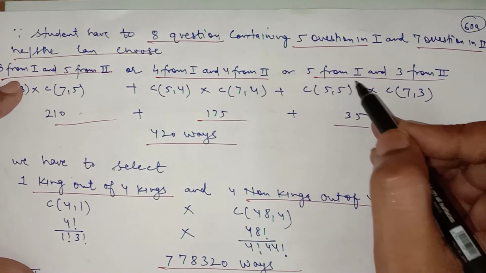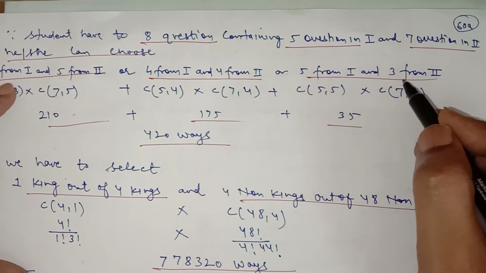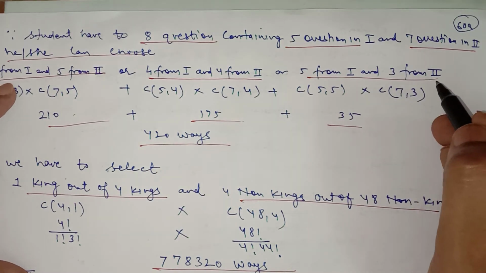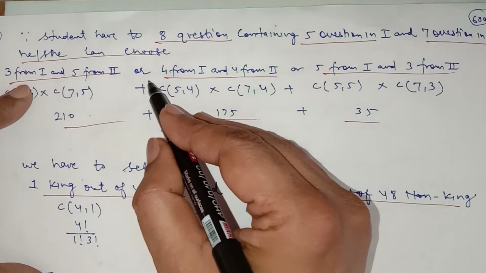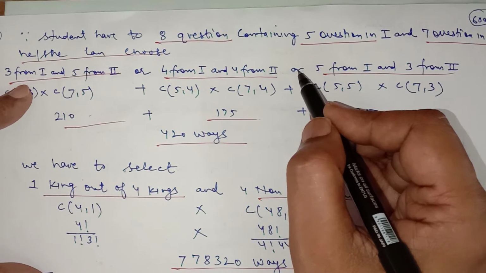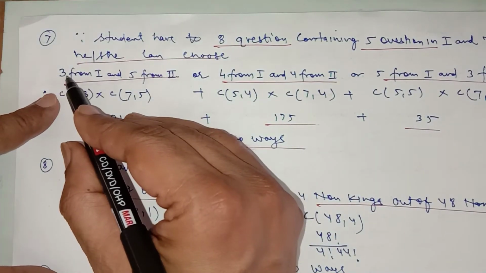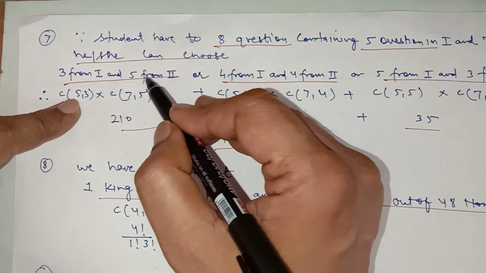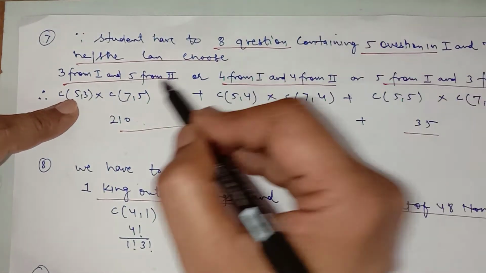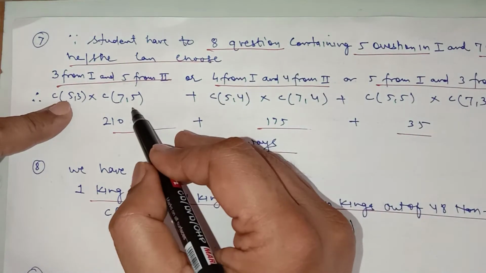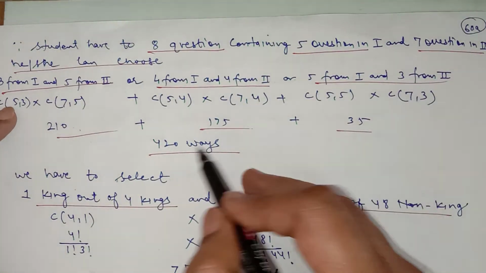Or he can do 5 questions from the first section, and then he has to do 3 questions from the second section. So you have to make a selection, and because different cases are there, or the word 'or' is there, you have to make a plus sign here. So you can select 3 questions out of 5 in the first, and 5 questions out of 7 questions in section B, and like this you can select.